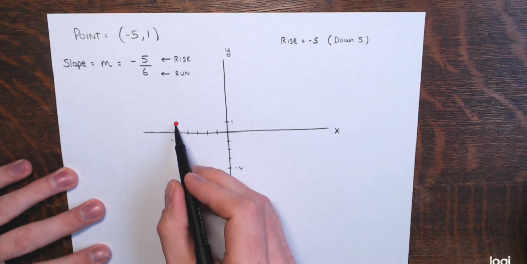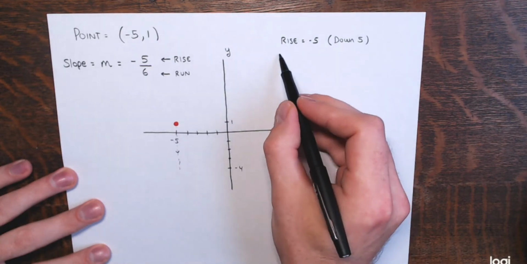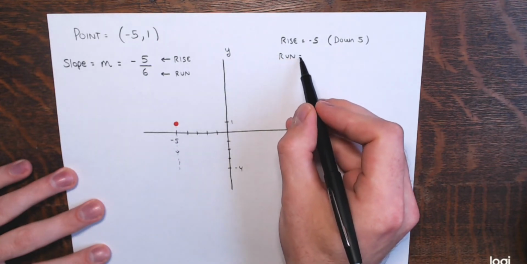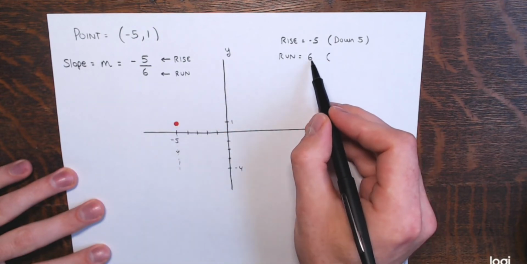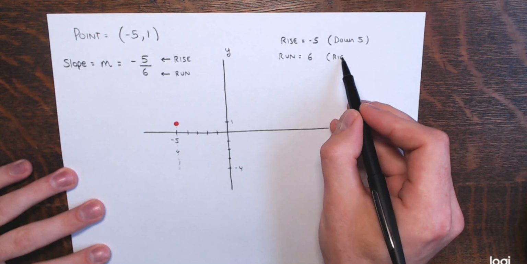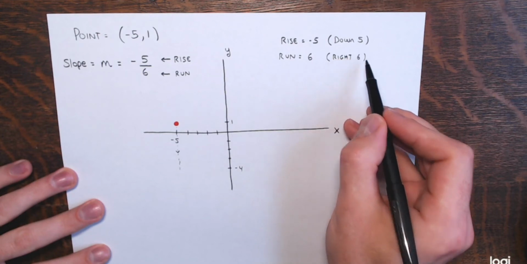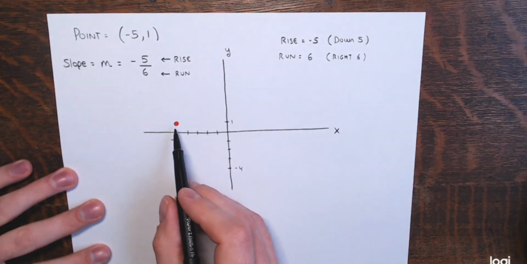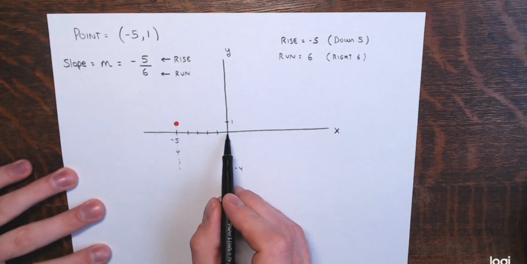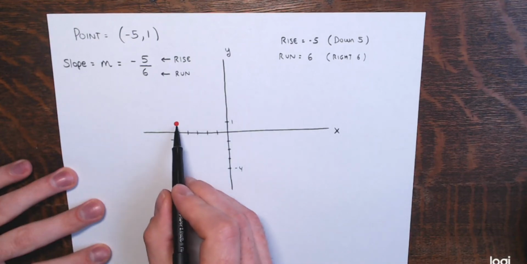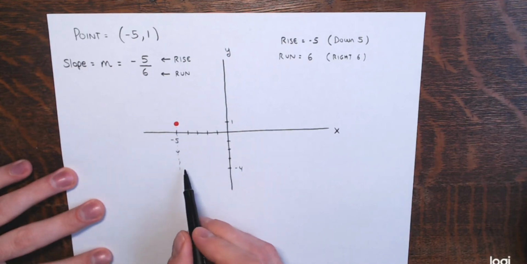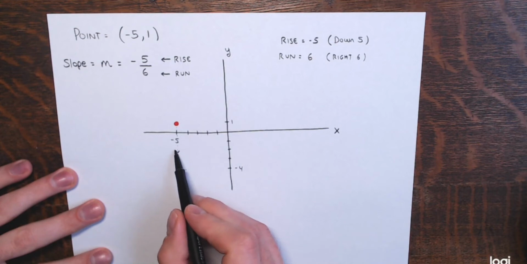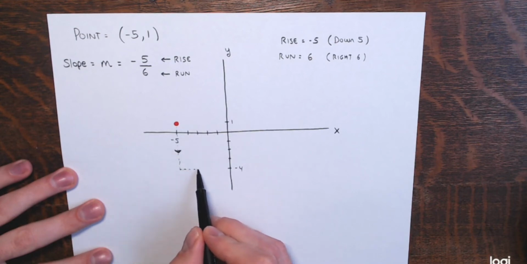So I go down 5 units, and then the run is positive 6. Again, a positive run means I'm moving to the right. So I move to the right 6 units, from the point on the line, not from the origin. Too many people make the mistake of going from the origin automatically. You have to start from a point that's actually on the line. So down 5, and then I move to the right 6 units.